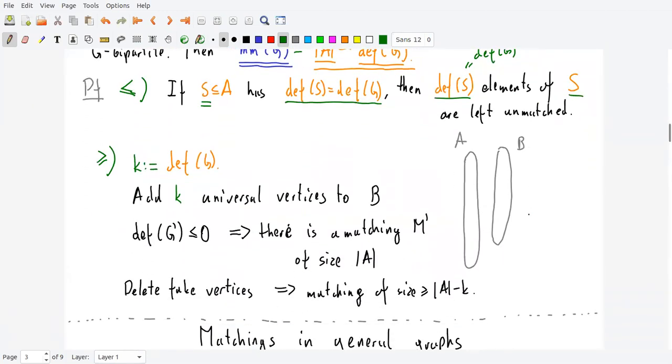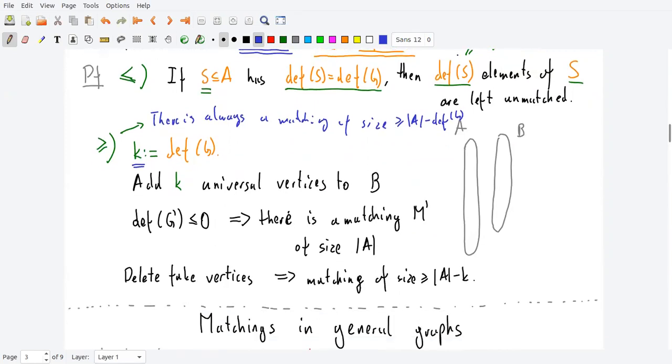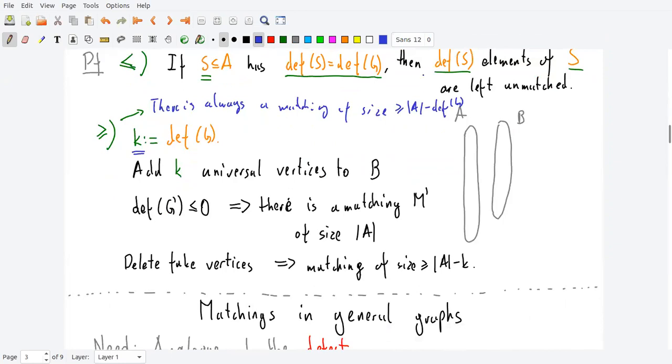So we are left with the second inequality, which says that there is always a matching of size at least the size of A minus the defect. Yeah, this is the other inequality. So, just to not write this defect all the time, let K be the size of the defect. And this argument will actually be an easy padding argument. And we will just use Hall's theorem as a black box.